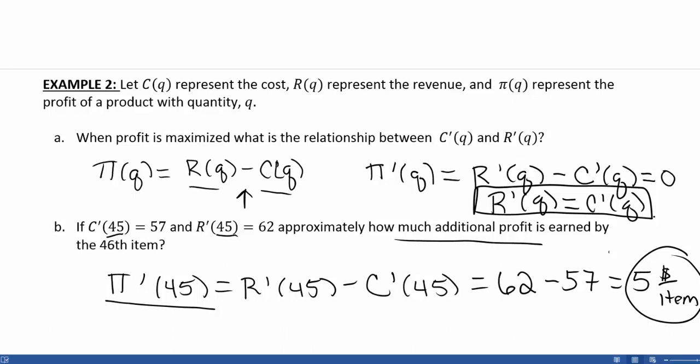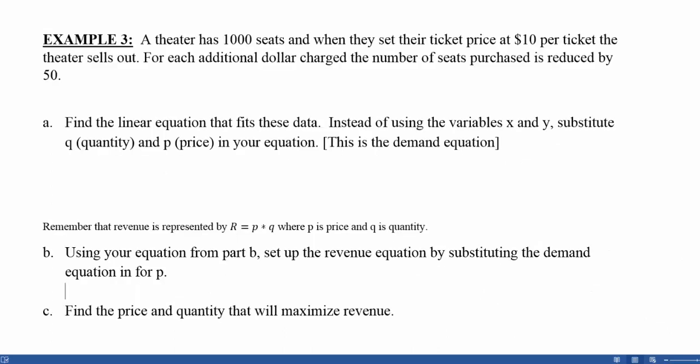Let's look at one more example. Example 3. A theater has 1,000 seats, and when they set their ticket price at $10 per ticket, the theater sells out, so they sell all 1,000 tickets. For each additional dollar charged, the number of seats purchased is reduced by 50. Part A. Find the linear equation that fits this data.